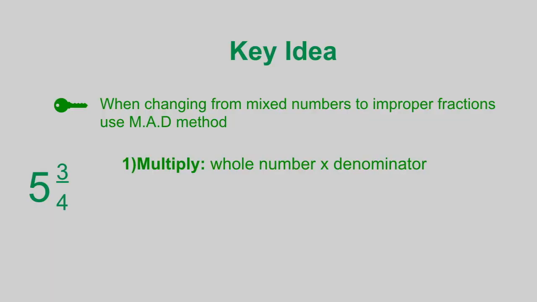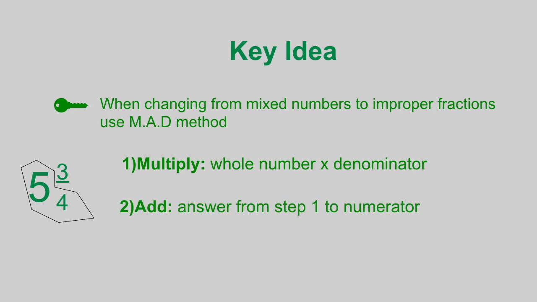All right, so one key idea from this block is the MAD method. Remember that when you're changing from a mixed number to an improper fraction, this is a really simple thing to remember: MAD. MAD stands for M for multiply, so here we would multiply 4 times 5. The A stands for add, so we would add the result from step 1 to the numerator, which is 3. And then our denominator stays the same. All right, so that's a very easy method to remember when you're changing from mixed numbers to improper fractions.